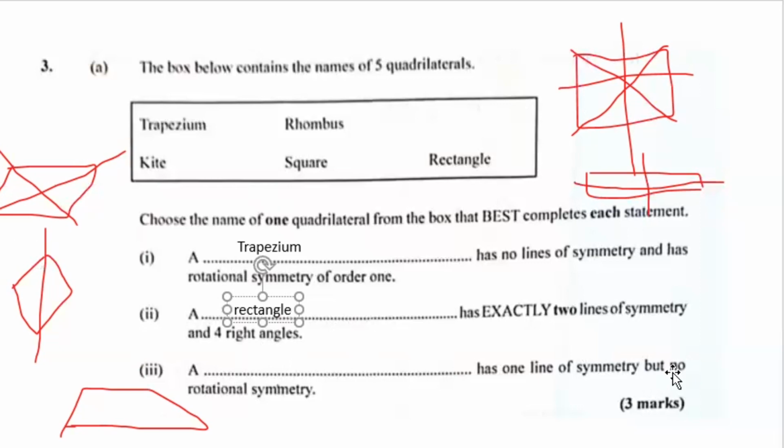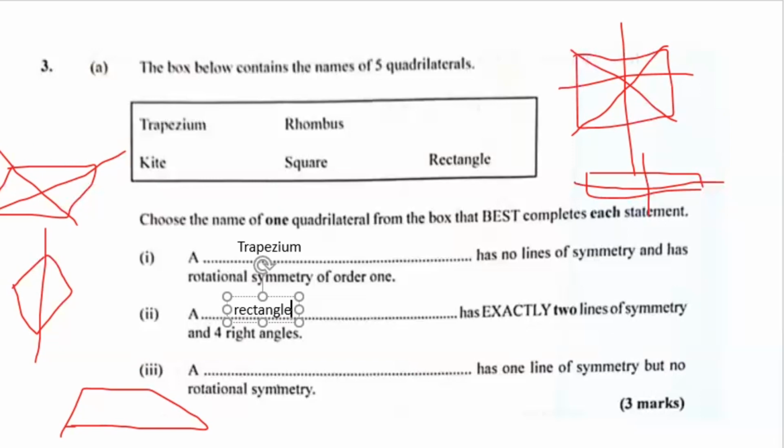Because if your teacher taught you that every shape has at least rotational symmetry of order 1 when it is rotated a full 360 degrees, then when you go in the exam and see it says it has no rotational symmetry, you'll be wondering, but that's not what my teacher told me. My teacher said every quadrilateral has at least a rotational symmetry of order 1 when it is rotated 360. In this case, we're just going with the one that best completes the statement.